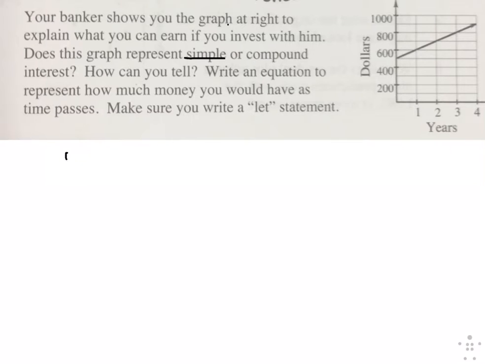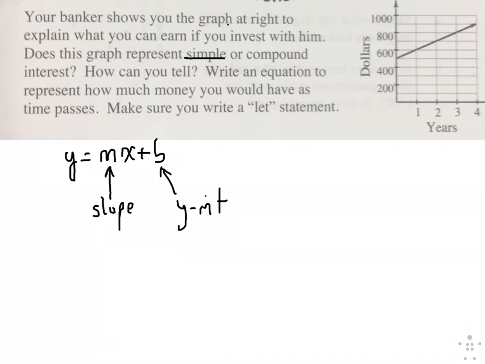So a line can be written in slope-intercept form, which is y equals mx plus b, m being the slope, right? So m is the slope, and b is the y-intercept. So we can just look on the graph for these values. So the y-intercept b, I can see it right here. It's at 500, so I know b equals 500.